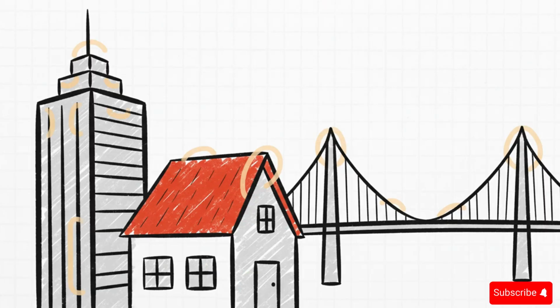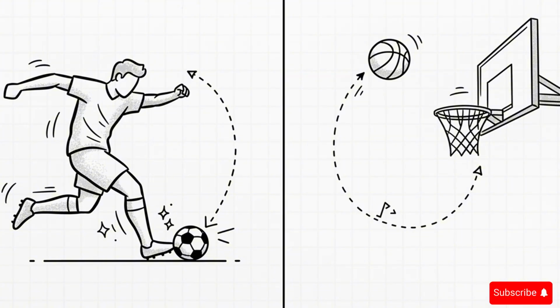I mean, think about it. It's in the sharp lines of a skyscraper reaching for the clouds, or the gentle slope of a roof that keeps you dry. And it's definitely in the games you play, right? It's that perfect arc of a soccer kick, the precise trajectory of a basketball hitting nothing but net. It's in the very design of the field itself.